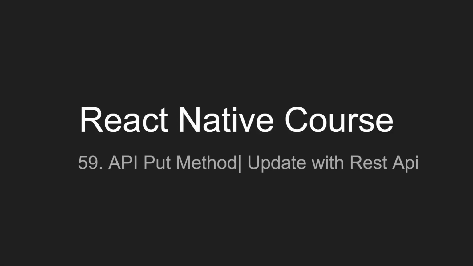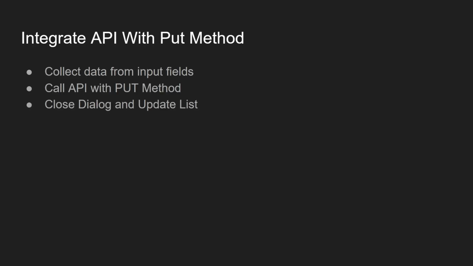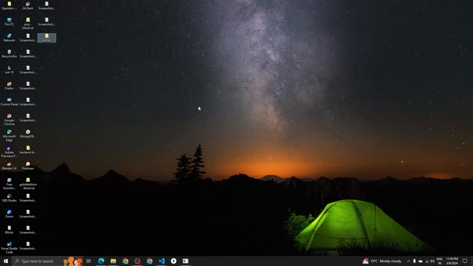In this video, we are going to learn about the put method on that edit form. So basically what we're going to do is collect the data from input fields and call the API put method, then close the dialog and update the list. So let's see how we can do it.